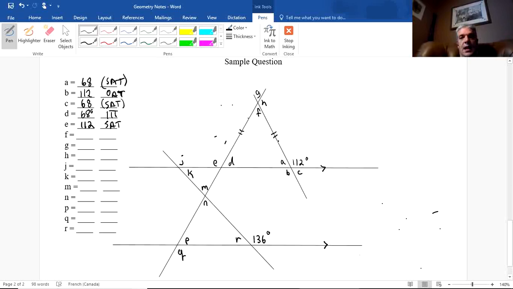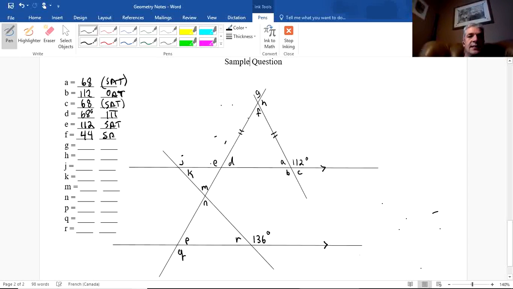Well, I can get F because I know this is 68 and that's 68. Therefore, I can take 180 and subtract 2 times 68 from that. So I go 180 minus 68 and then minus 68 again. What I'm doing is using what is called the sum of a triangle theorem. So that is 44 degrees. I did the math on that.